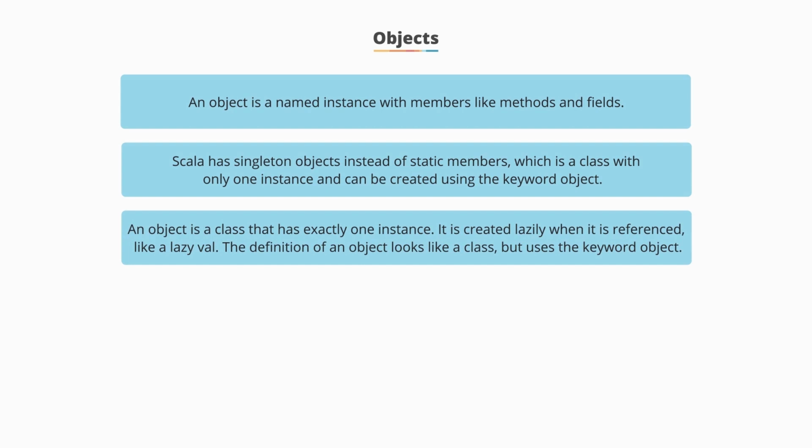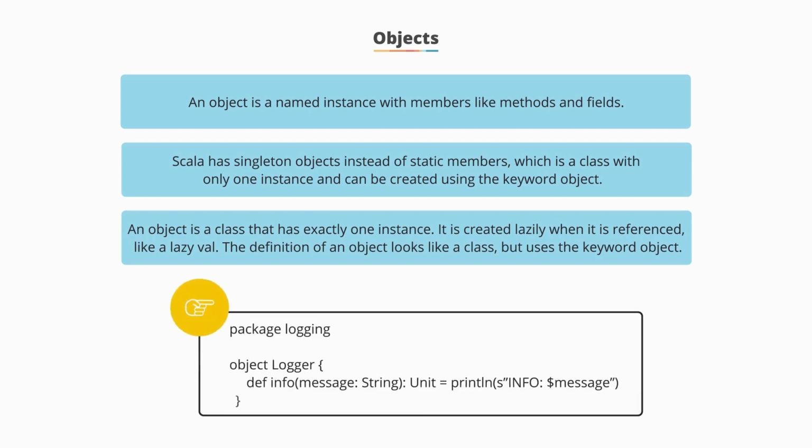The definition of an object looks like a class but uses the keyword object. The example shows an object with a method. The method info can be imported from anywhere in the program. Creating utility methods like this is a common use case for singleton objects. An object with the same name as a class is called a companion object. Conversely, the class is the object's companion class. A companion class or object can access the private members of its companion.